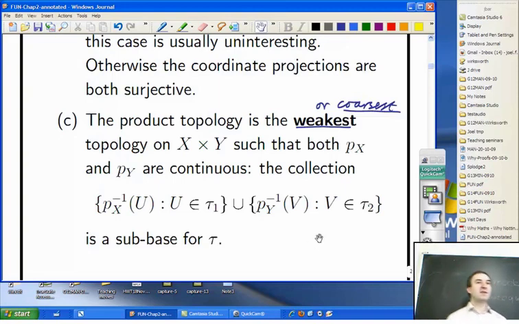Any questions about the product topology on a product of two topological spaces? If not, I shall leave you to revise that, any details that you can't quite remember in full.